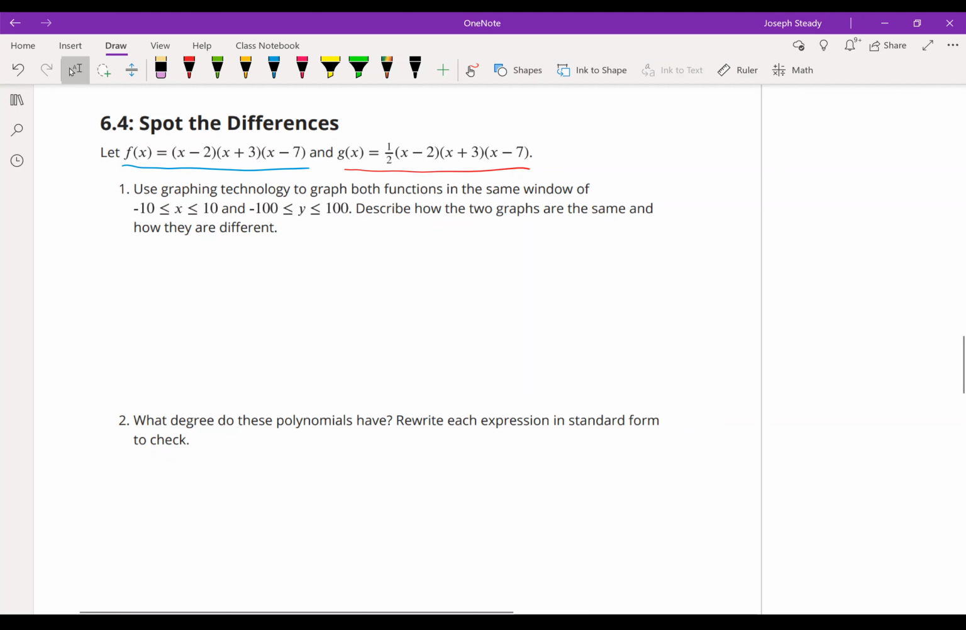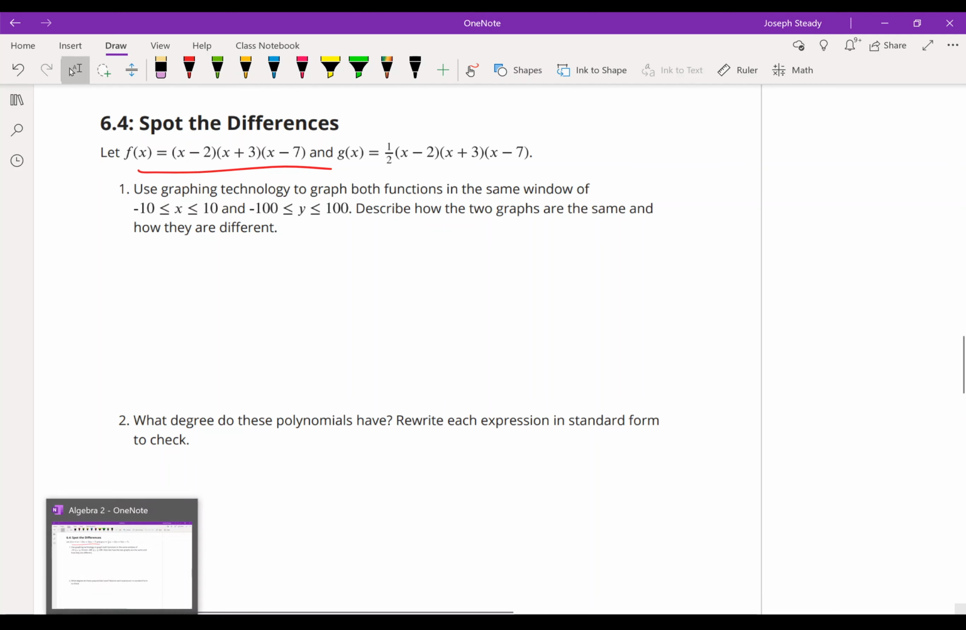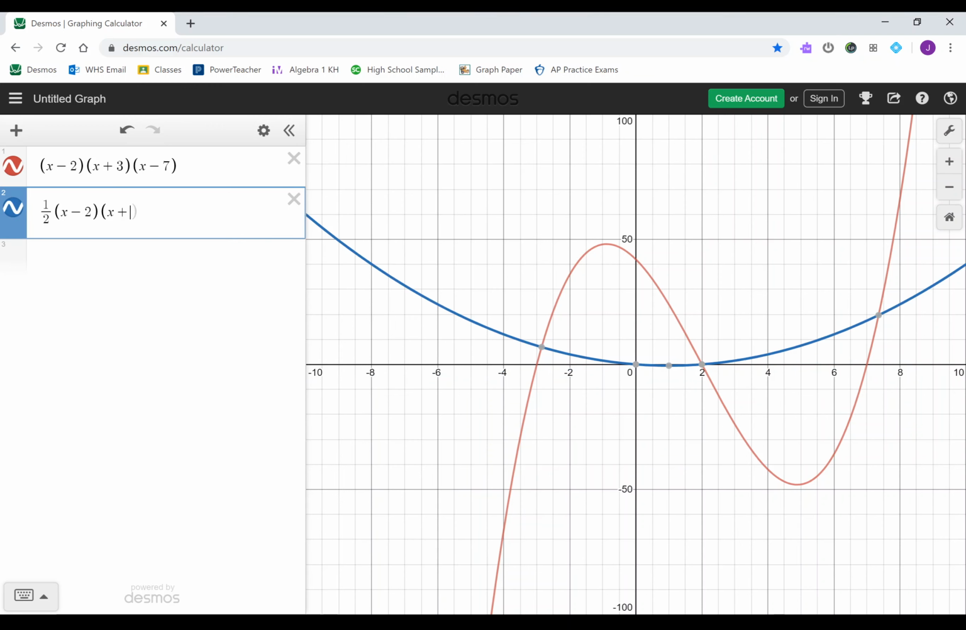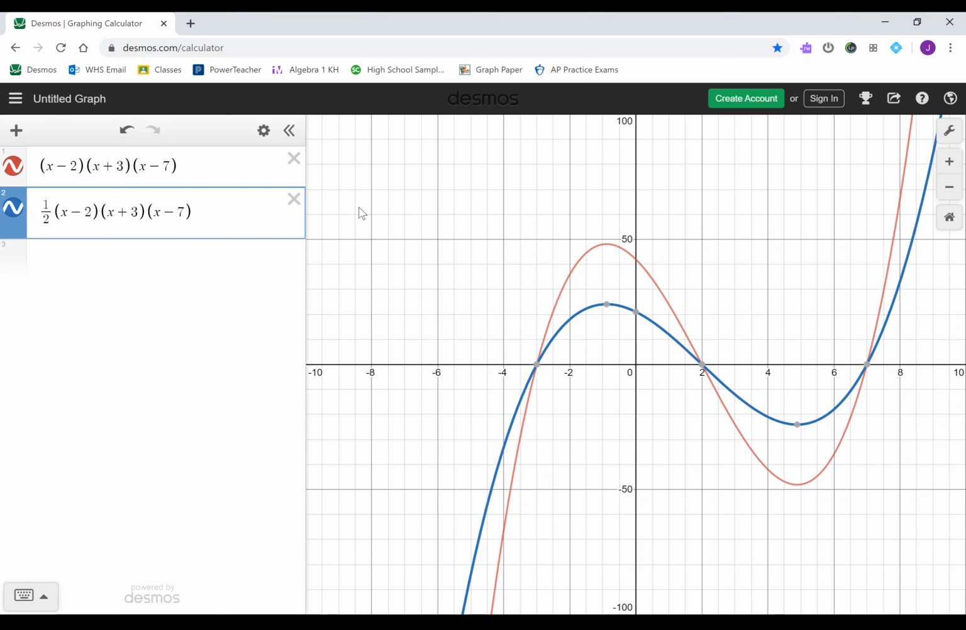Oh, of course I got the colors switched. Change that to red. And our next function is exactly the same except that it has this 1/2 out front. So let's go ahead and graph that one. So that's 1/2 times x minus 2 times x plus 3 times x minus 7. So there are our two functions that we're dealing with. And we've got the window they asked us to use, the -10 to 10, -100 to 100.